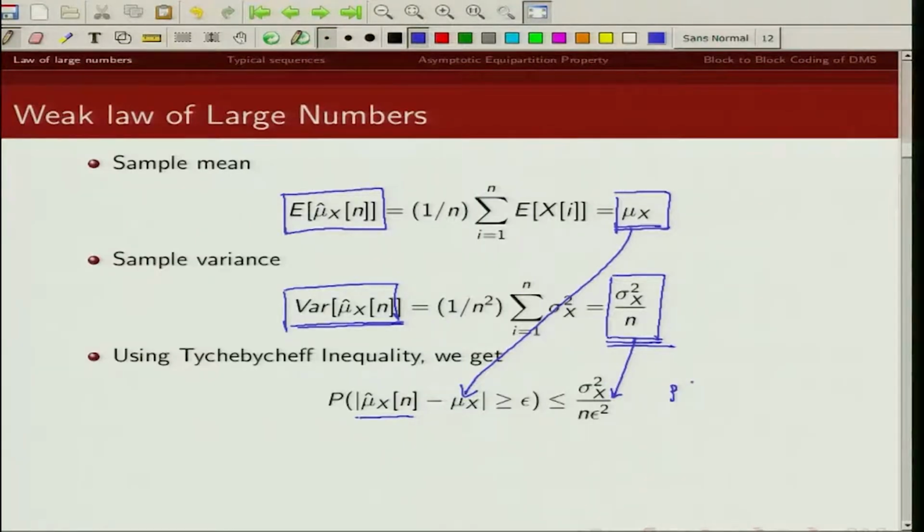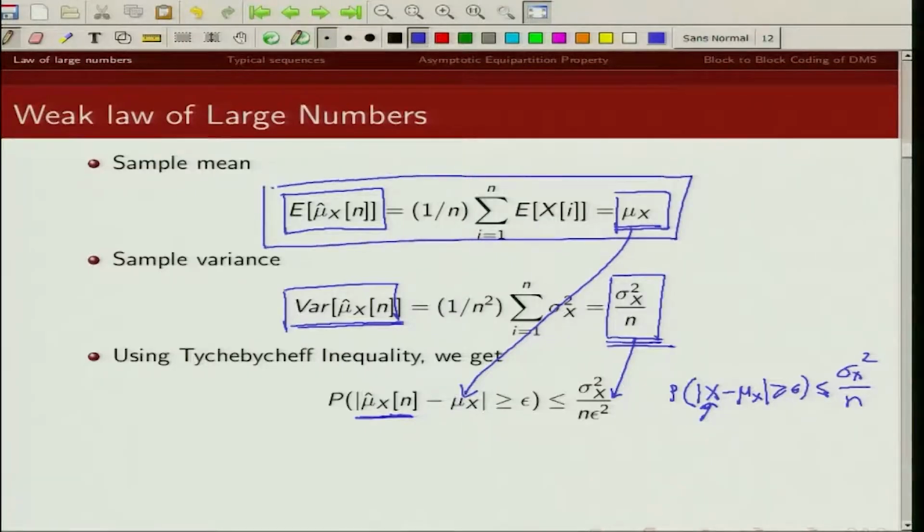Remember, I had this probability of x minus mu x being greater than or equal to epsilon, upper bounded by variance by epsilon square. So here this is my mu hat of x, and its mean is given by mu x, which follows from here. And what is the variance of mu hat of x? The variance of mu hat of x is given by sigma x square by n. So when I put this variance value here, I get sigma square by n by epsilon square.